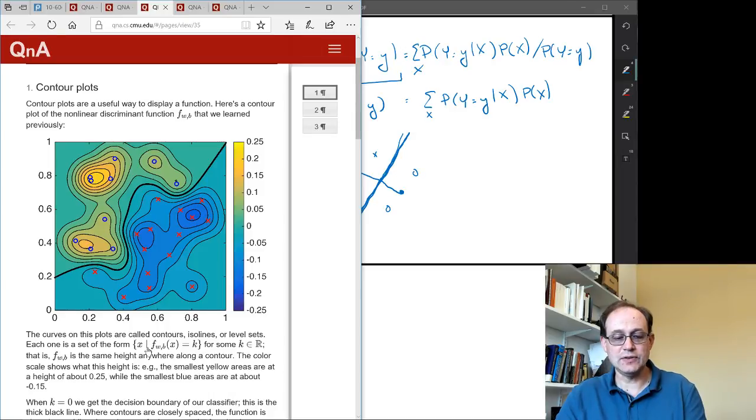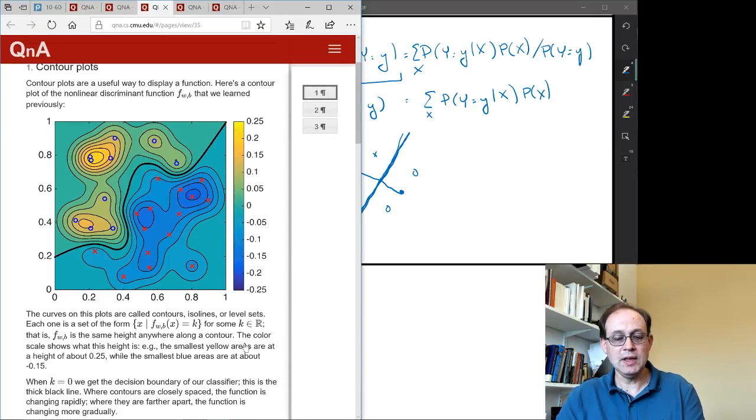Every one of them is a set of the form x such that f of x equals k for some k in the reals, meaning that our function that we're plotting is the same height everywhere along the contour, right? So it's the same height all along here where I'm drawing, and you can read off what that height is by matching with the color scale over here. So when k is 0, that's the decision boundary. We said before that the decision boundary was when the function switched from positive to negative.